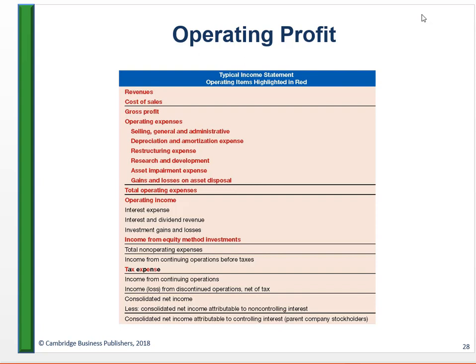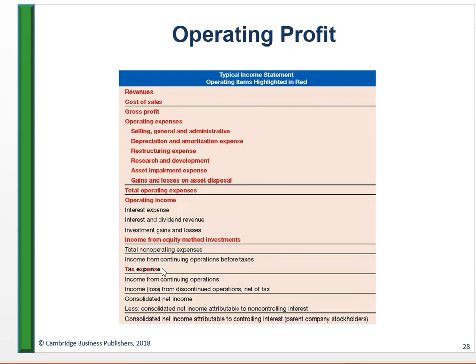And then typically we see interest expense, interest dividend, interest investment gains and losses underneath operating income. And those are not operating. That's why they're listed in black here. Gets us down to income from the equity method of investments, non-operating expenses. That ought to be an easy one for everybody to classify as non-operating. Then we get down into tax expense. And that's going to cause us some challenges because tax expense is both operating and non-operating, as you can see from the red and black coloring of tax expense.